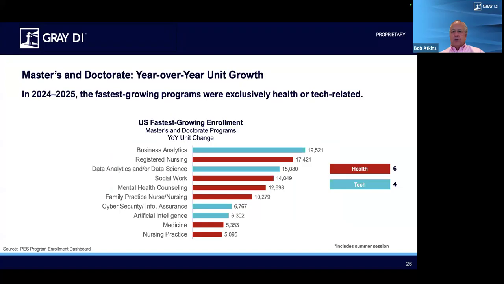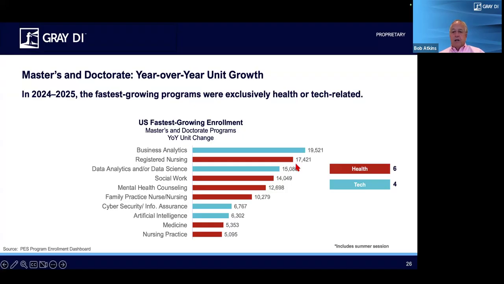Master's and doctorate year-over-year unit growth, what's hot and what's not. Here's business analytics again, classified here as a tech program. We see more analytics, and data science, cyber, and AI making the list here for the first time across these. 6,000 incremental students enrolled in AI. And I don't have the total off the top of my head, but I can tell you that's a very substantial growth on a relatively small base.